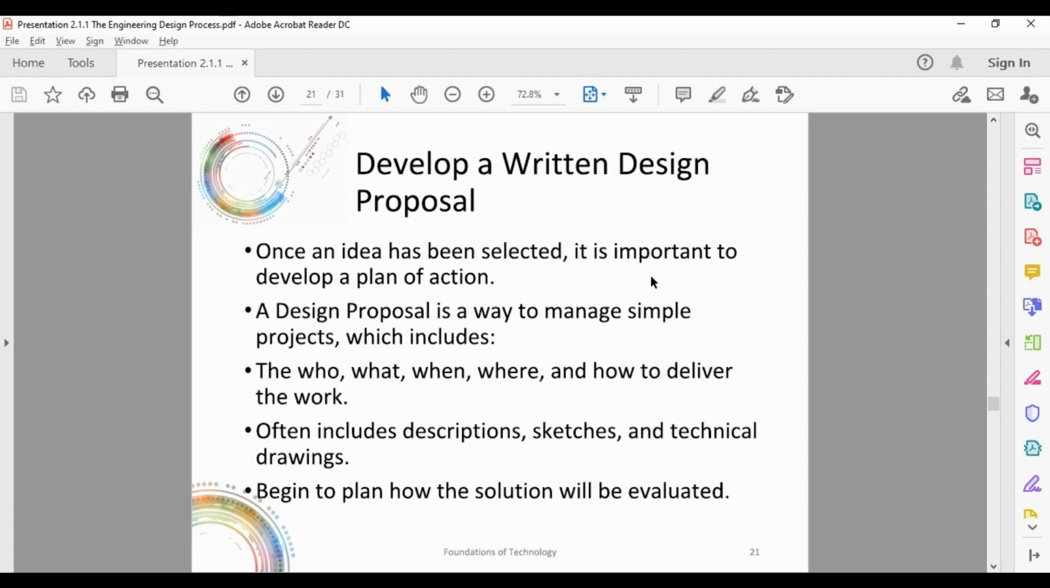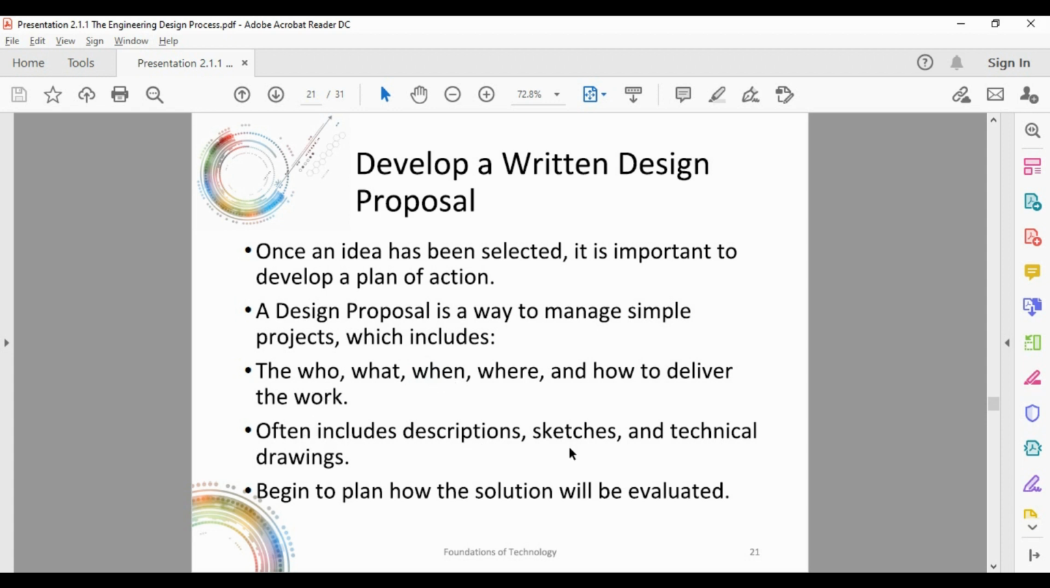Once an idea has been selected, it's important to develop a plan of action. The design proposal is a way to manage simple projects, and you can use a design proposal to manage complex problems as well. But you would have one overarching design proposal with several subsequent smaller design proposals. The who, what, when, where, and how to deliver the work. We're going to be bringing in a new idea of when. We've got time constraints now.